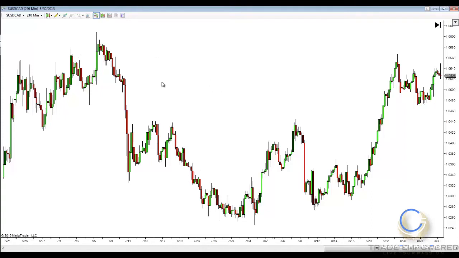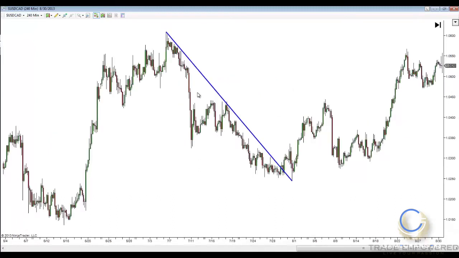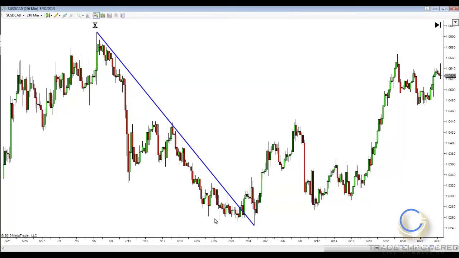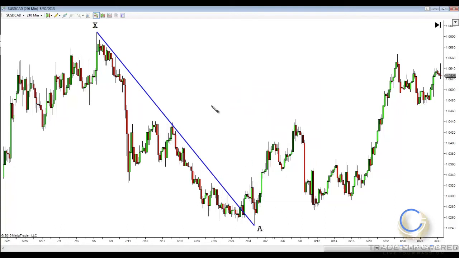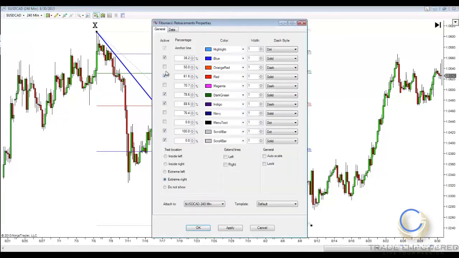Alright, so we have our initial anchor leg, X to A, swing high to swing low, our impulse leg I should say, since we do indeed break structure. So an impulse leg, X to A. Let's go ahead and get that on there. X down to A. Yep. There we go. Take my Fibonacci retracement tool from my X leg down to my A leg, looking for a 50%.